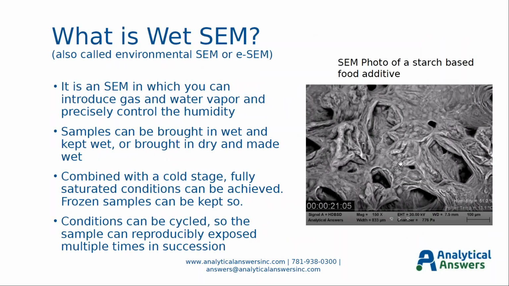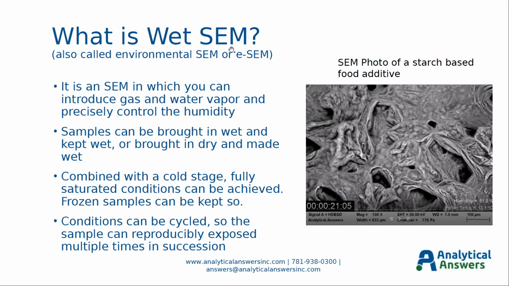Again, this is another example of a scanning electron micrograph of a starch-based food additive, which is another one of our examples from later. And the image, again, would have been created by scanning the beam over this surface, and wherever the beam hits, we get secondary or backscattered electrons, which we use to generate the image shown here.